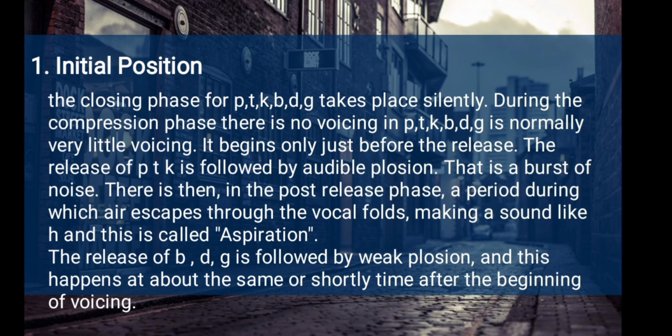There is then in the post-release phase a period during which air escapes through the vocal folds, making a sound like H, and this is called aspiration. The release of B, D, and G is followed by plosion, and this happens at about the same time or shortly after the beginning of voicing.